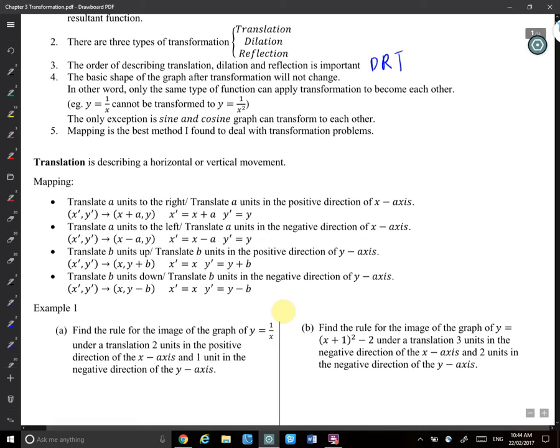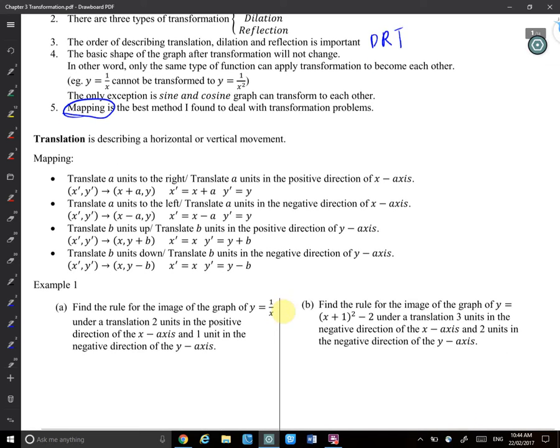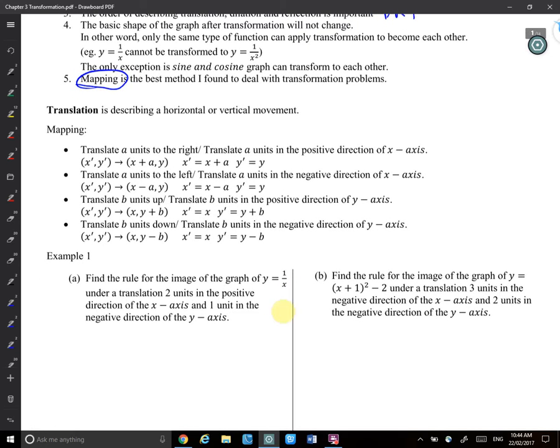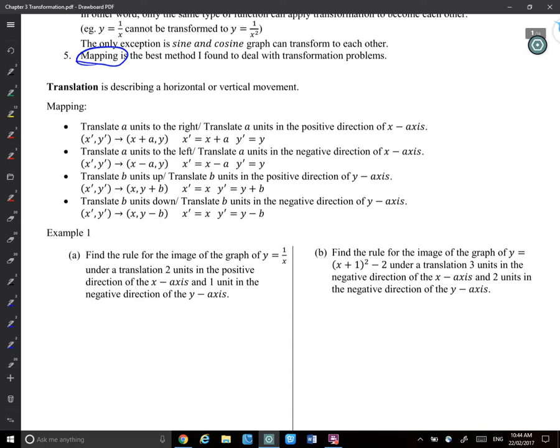Okay, so mapping. My method is called mapping. Mapping is the best method I find. Like I can do transformation questions. It is like a complex method. You may think, oh, it's too long, too many steps, but I find it's the most effective way to do transformation. Okay, translation describes a horizontal or vertical movement, going up or going down or left or right.